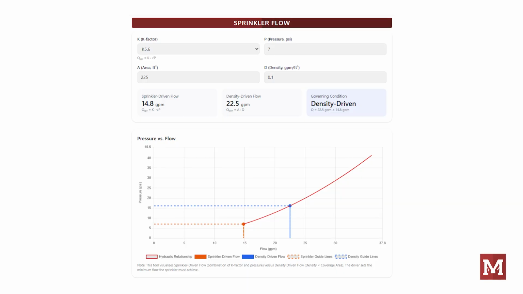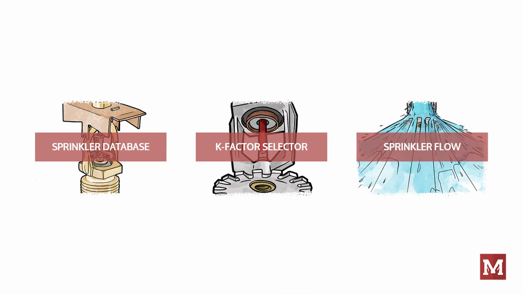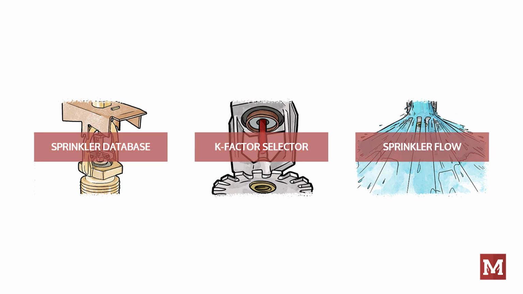So in this series, we covered 3 tools: the sprinkler database, the K-factor selector, and the sprinkler flow tool. We looked at how sprinkler flow can be driven either by the sprinkler's K-factor and pressure, or by the density and area that the sprinkler covers. Whichever demands the greater flow for the sprinkler becomes the driver.